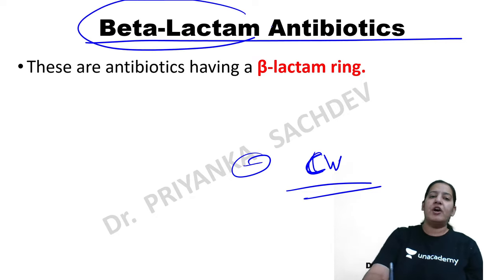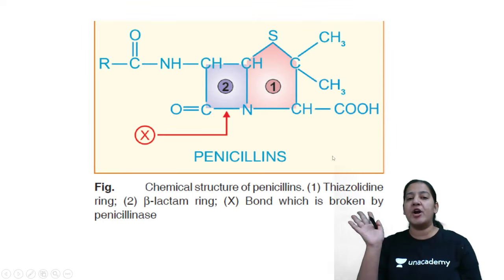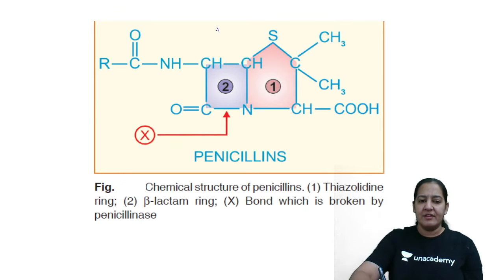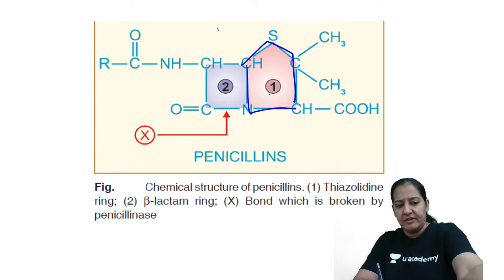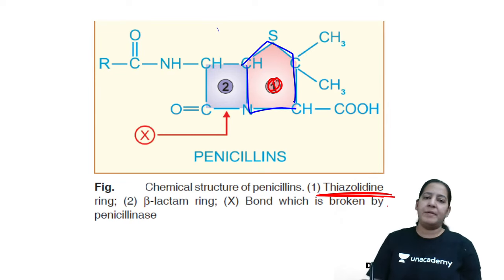Beta-lactam, what is the meaning of beta-lactam? Beta-lactam is a ring. Let me show you the diagram. This is the diagram of beta-lactam antibiotics. In the diagram, you can see two rings. The first ring, this one, is the thiazolidine ring. This is not the beta-lactam ring.